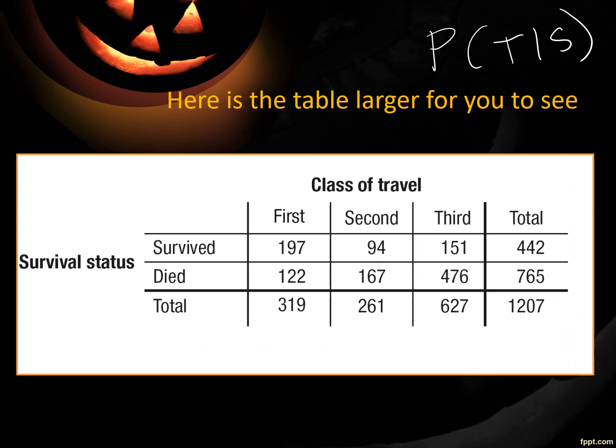So here's the table larger so that you can see it. Again, you're looking for the probability of third class given that someone survived. So I want you to try to figure this out, and we'll pause the video so that you can solve this problem, but I want you to try to solve it with the person next to you. And then when you think you got it, we can start the video again.